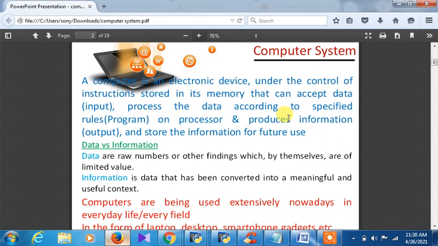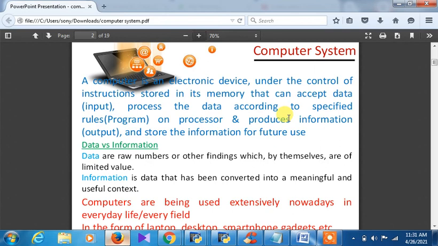The instructions are stored in its memory, and it can accept data, process the data according to specified rules on the processor, produce information, and store the information for future use. So one thing is clear from here: two important things regarding the computer system are storing and its capability of functioning versatilely on various subjects. It processes the data according to the specified rules; whatever instructions are given, it processes on that basis.